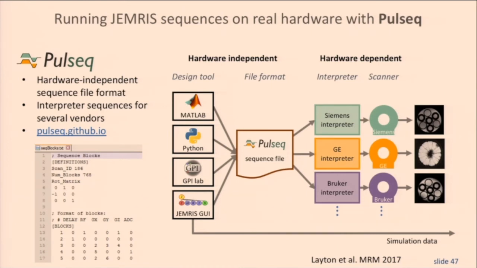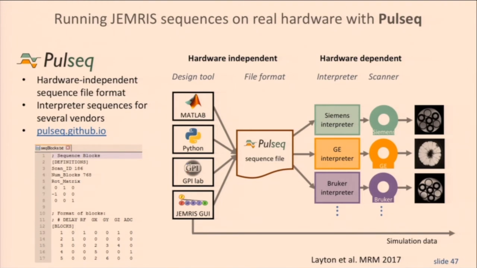The PulseSec framework is nice because it makes a sequence transferable from one vendor to another, since it boils down to a very simple instruction file, as you see on the left, which then runs on each and every hardware. For example, Siemens, GE, and Bruker are supported by PulseSec so far. Philips not yet, but I think they are working on it.